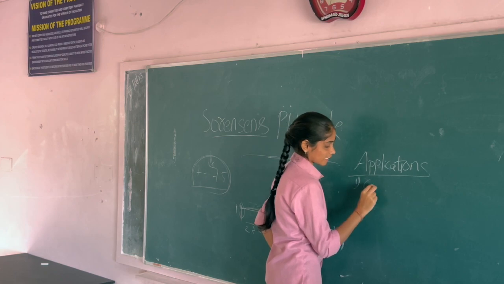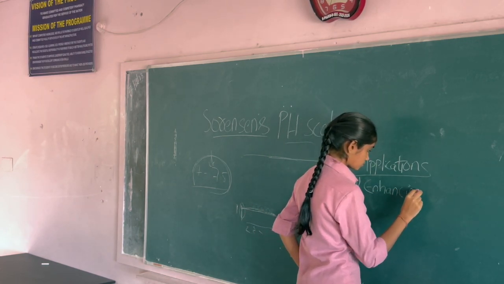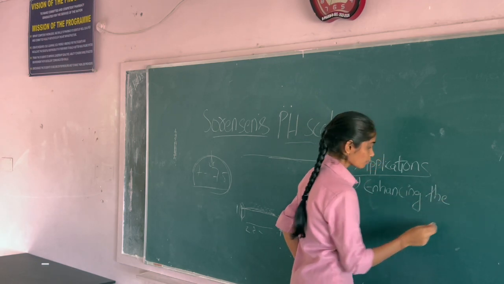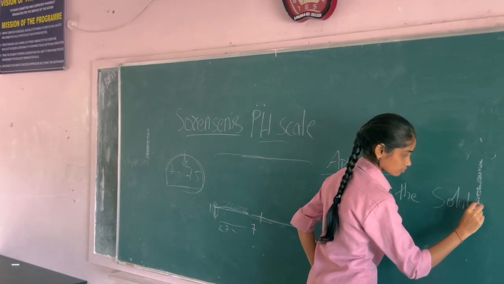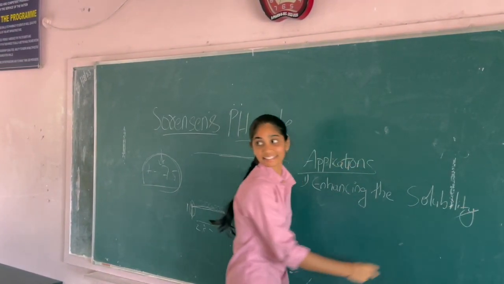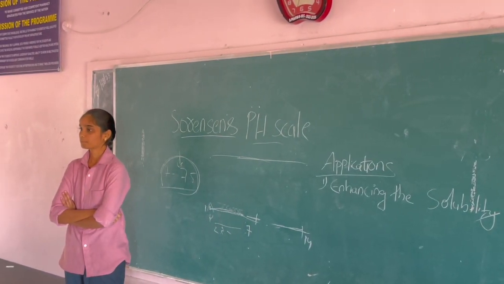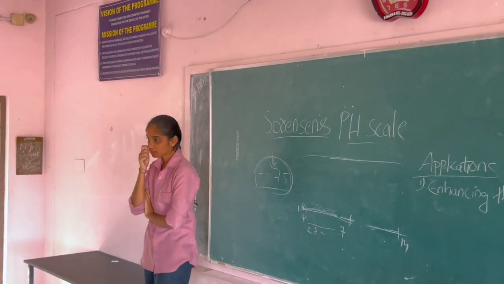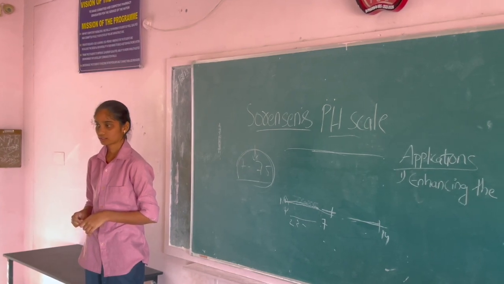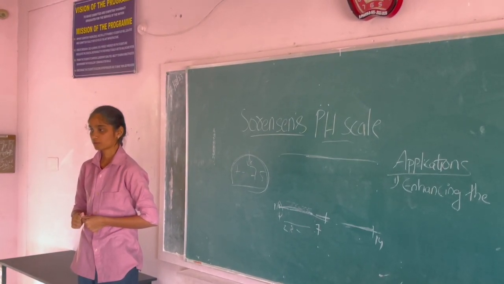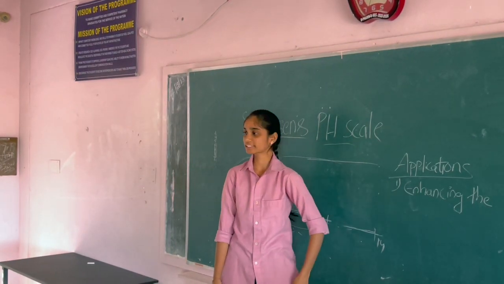The first thing is enhancing the solubility. What is meant by enhancing the solubility? Increase the solubility. How can we increase the solubility by using pH? How can we increase the solubility of a substance, or maybe a drug, by using pH? If the solution is in acidic medium, then we prepare basic. By using pH, we can increase the solubility of the drug.